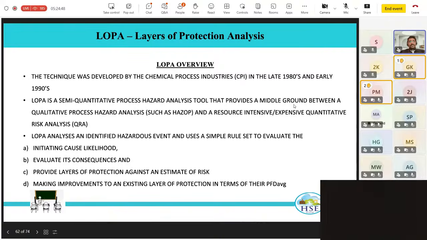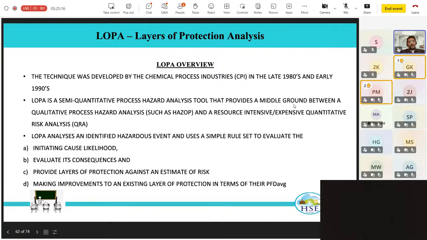Next, provide layers of protection against the risk. So you have already provided safeguards in the HAZOP, but here, if those safeguards are not adequate, you provide additional protection if required, or you look at the integrity level of the safeguards you provided in HAZOP. So provide layers of protection against an estimation of risk. You know, an estimation of risk, which is basically your TMEL as per that table we saw from OSHA. So that is your estimate of risk. That is the maximum risk below which you need to confine your incidents.